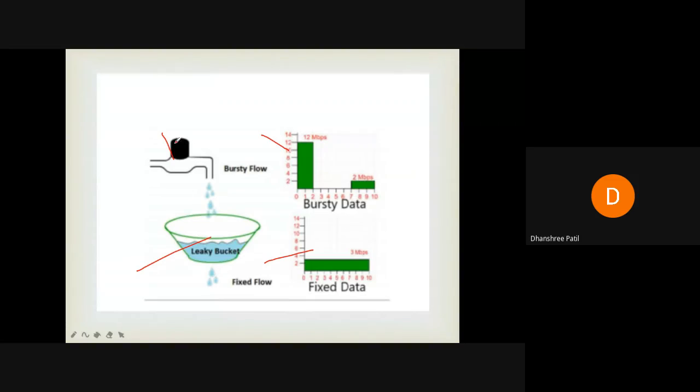So this is one tap and the flow of water is there. Okay, so if we open the tap fully, what will happen? Too much water will be there in the bucket, and once the bucket gets full, the rest of the water will go out of the bucket and be wasted.